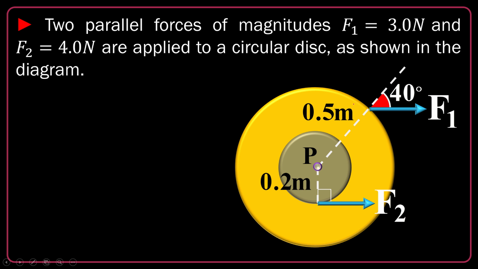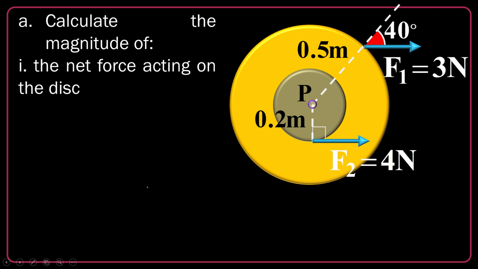Okay, here we have a circular disk. F1 is making an angle of 40 degrees to this radius, and F2 is perpendicular. It seems to be a couple of wheels attached to each other with different radii. Okay. Part A, calculate the magnitude of the net force acting on the disk.